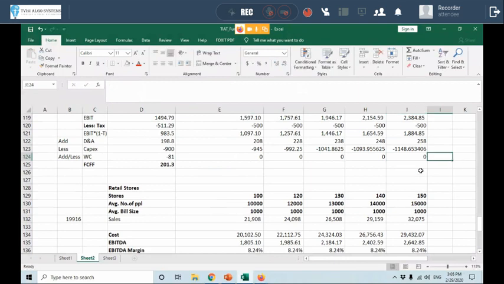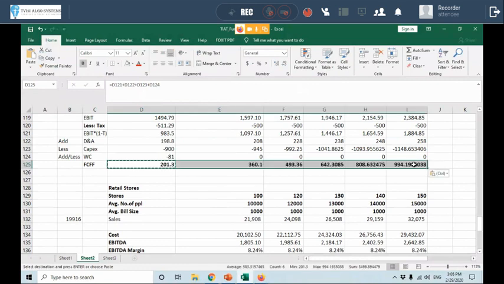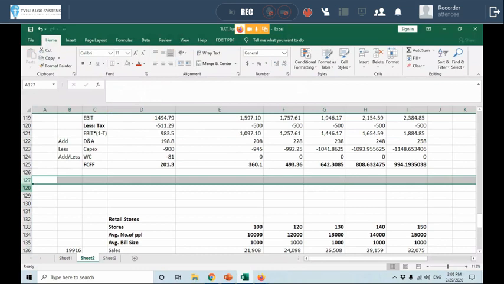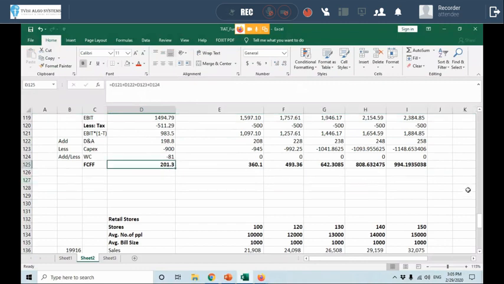There is no change, so let's see what the free cash flow to firm is. So this is my free cash flow to firm for DMart. Just an example. Tripling.